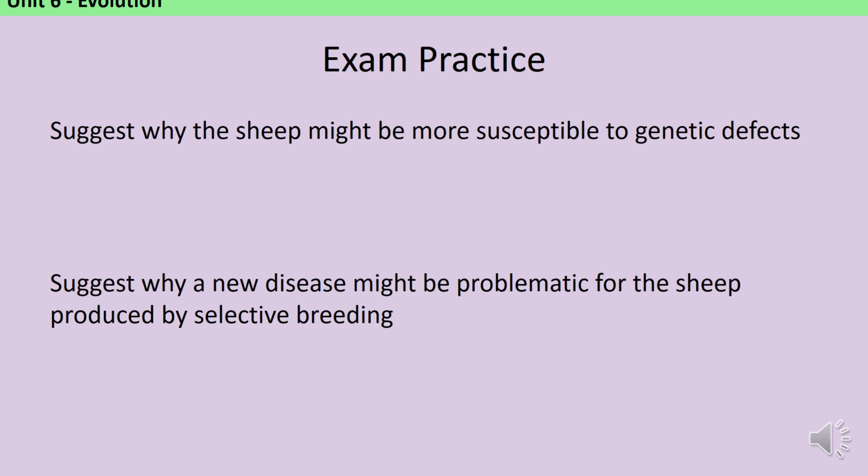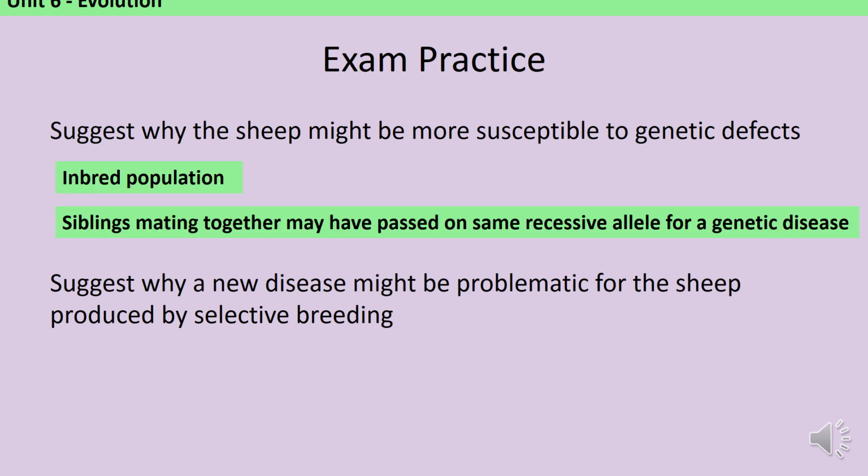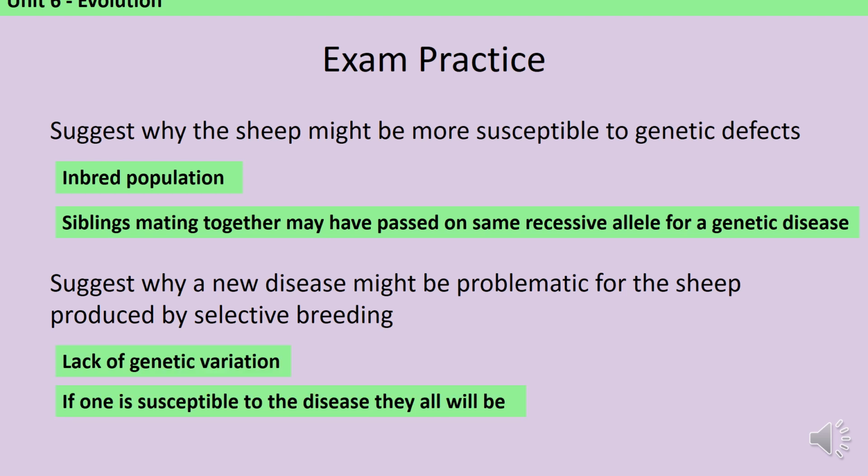So the sheep are more likely to have genetic defects because they've been produced by inbreeding, and therefore with the siblings mating together they may have passed on the same recessive allele for a genetic disease. A new disease might be problematic because there's now a lack of genetic variation in the population, so if one is susceptible to the disease, they all will be.